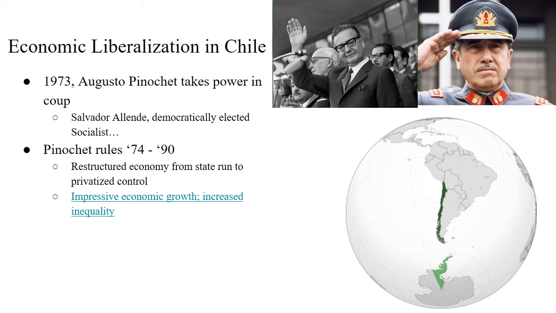Now, it's not all sunshine and roses in Chile today. I encourage you to click on this link as well on the impressive economic growth but increased inequality to see that there are protests going on in Chile right now about the inequality that has grown, right? The gap between the rich and the poor that has grown in that country, in part due to these policies of Pinochet as well.